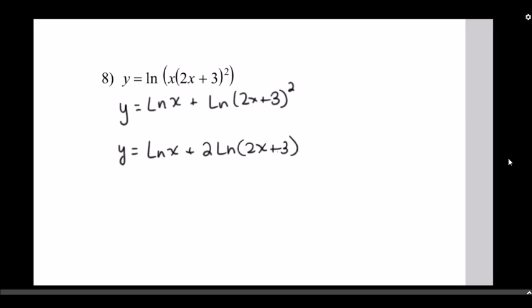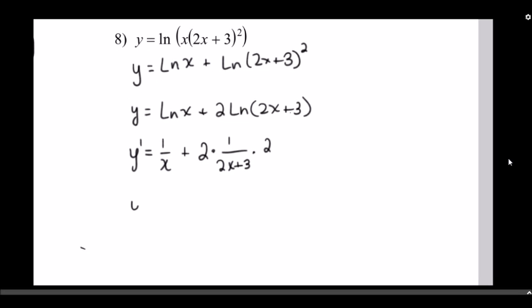And then we can differentiate. For here, the derivative of natural log is again 1 over x. This 2 here is a coefficient, so it's going to stay a coefficient. The derivative of the natural log of u is 1 over u. So 1 over 2x plus 3 times u prime. And then simplify.